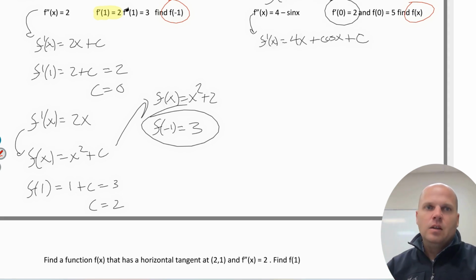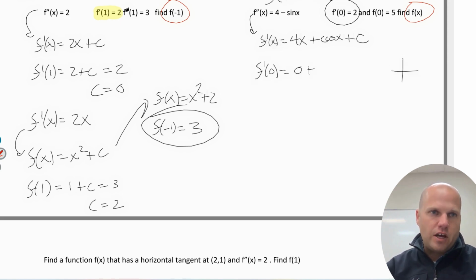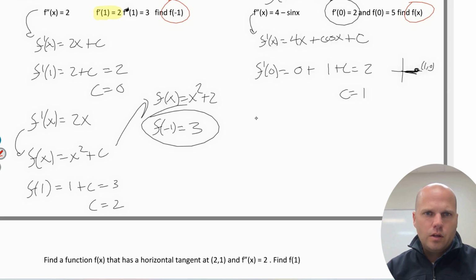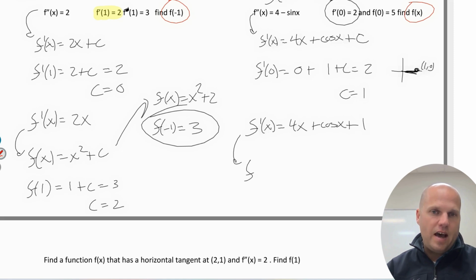Cosine's derivative is negative sine, so that works out. F prime of 0 is 0 plus the cosine of 0, the adjacent, the horizontal, the x coordinate is 1. 1 plus c has to equal 2. That means c is equal to 1. So f prime is 4x plus cos x plus 1, which means f is going to be x squared times a half times 4. 4 times a half is 2, plus sine x's derivative is cos x, plus x plus c.